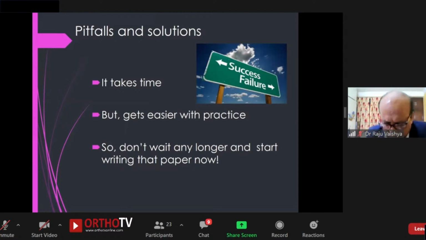There are several pitfalls regarding research and publication because it takes time. But I must tell you, it gets easier with practice. And if you publish a couple of papers, then the future ones are easier to publish and write. So don't wait any longer and start writing the paper that is in your mind, because then you can do it quite easily.